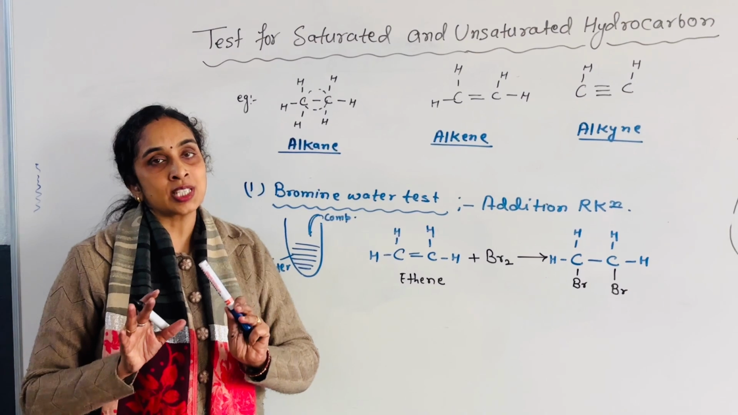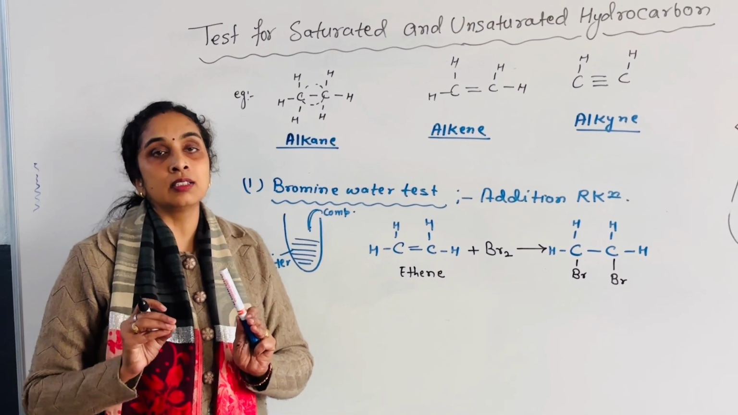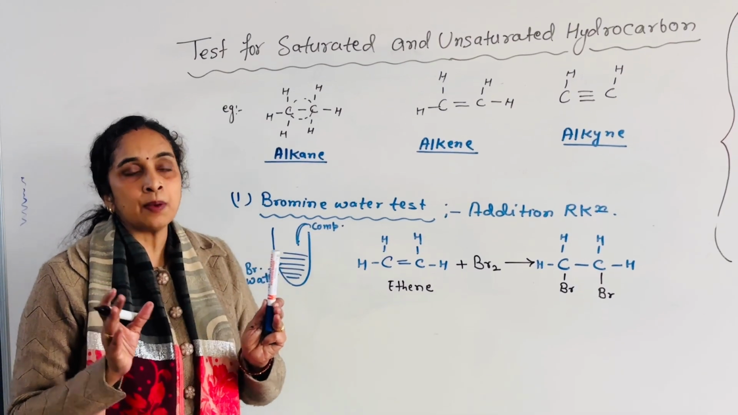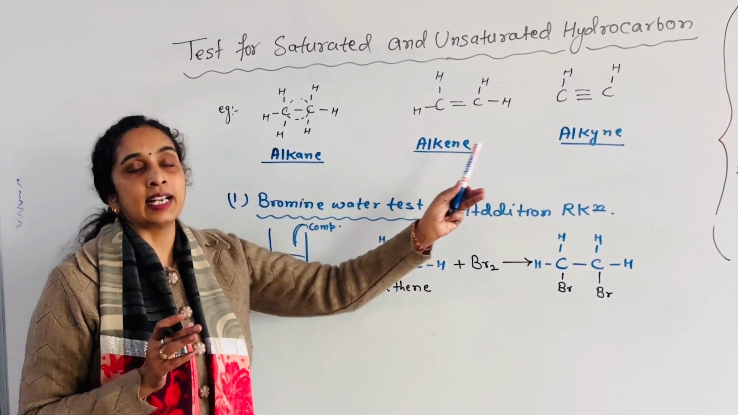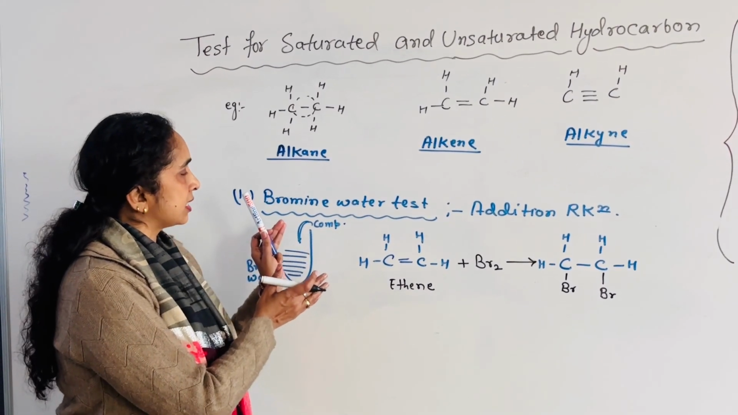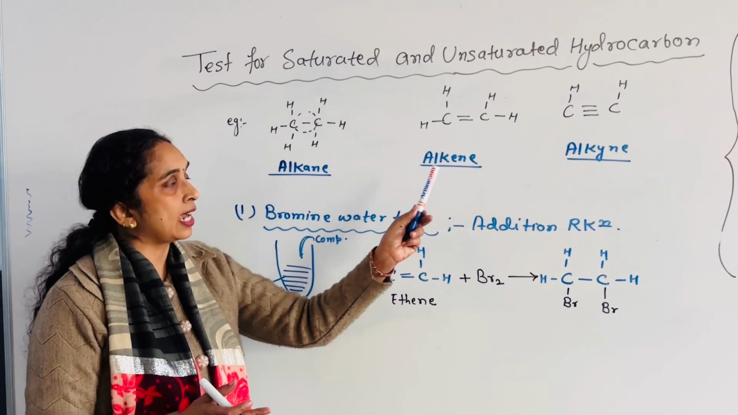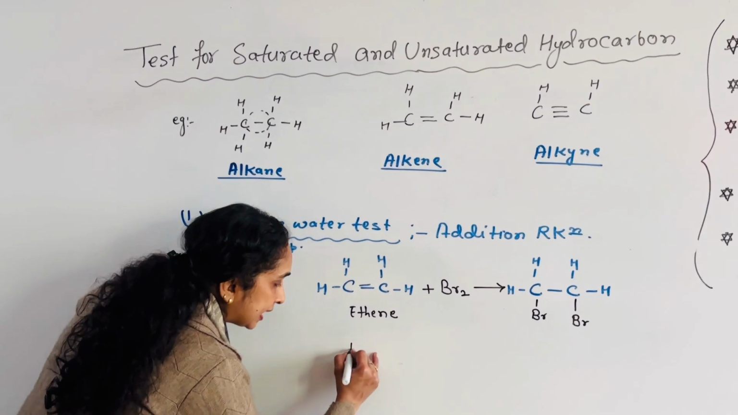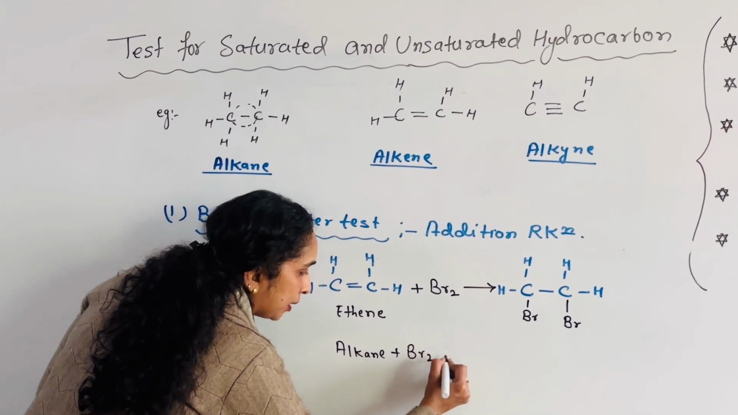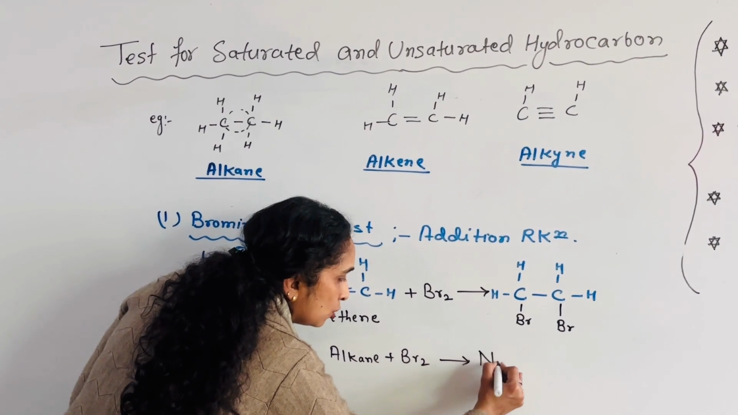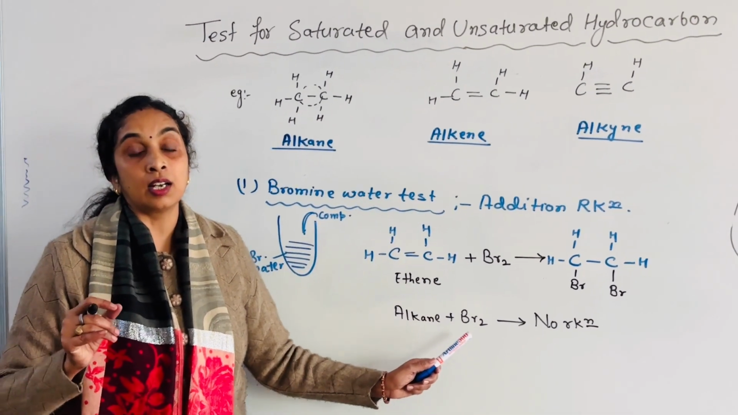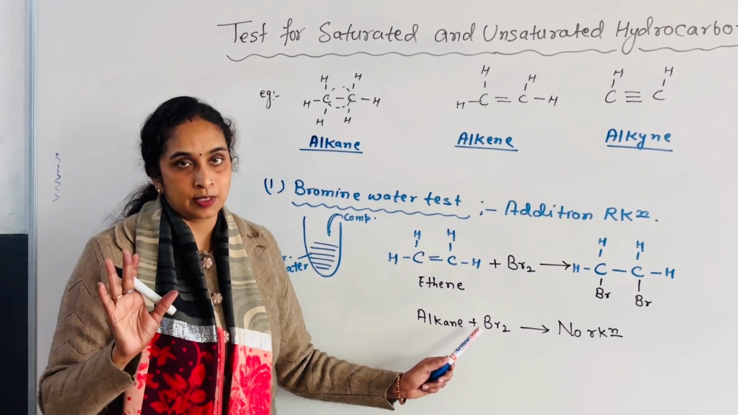Any type of question may be given in the board examination, but you have to identify alkane, alkene and alkyne, and this is how we can differentiate between them. If we take alkane here and simply add bromine water, there is no reaction and there is no change in the color of the bromine solution.